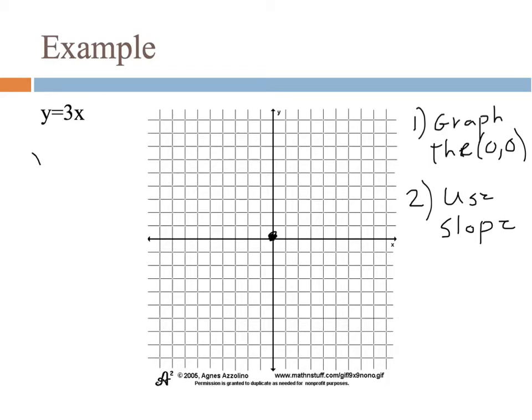3 can also be written 3 over 1. And remember, slope is equal to the rise over the run. So if we have a slope of 3 over 1, our rise is 3, and our run is 1. So from our origin, we're going to go up 3, 1, 2, 3, and over 1, and plot that point.